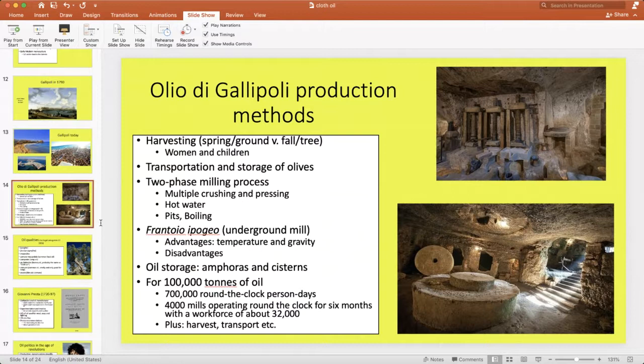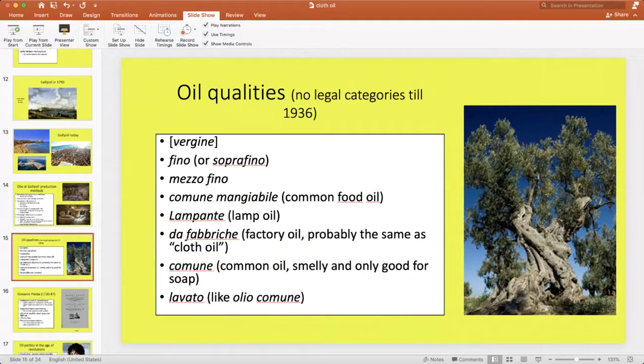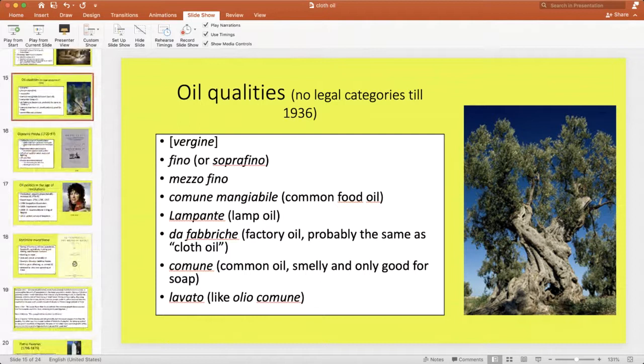I don't want to spend time on this. There were efforts over the centuries to categorize oil. The best oil was usually olio fino, virgin as a term would come to be used, as I mentioned later. And then these other qualities, mezzofino, comune mangiabile, lampante. Lampante actually is interestingly a better quality oil than olio comune, for example, that was used for soap. Today, as you may know, we have extra virgin oil, virgin oil, and then we have lampante, which is considered the lowest quality oil according to the legislation. And there, a beautiful hundreds of year old tree, which undoubtedly by now has been attacked by the Xylella and dried up.